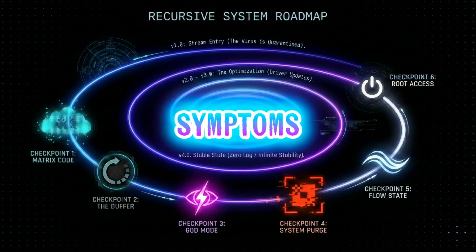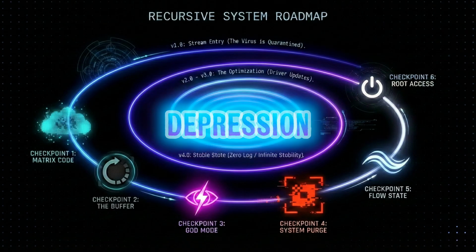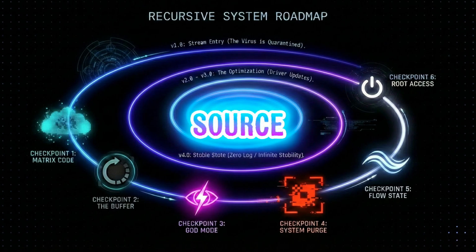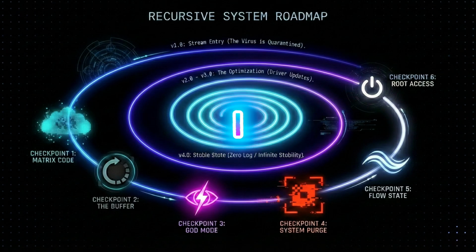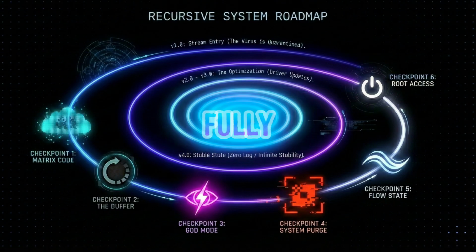Yes, and the symptoms are very real and very unpleasant. Anxiety, panic attacks, depression, a pervasive feeling of being weirdly off, a sense of existential dread or terror. The source calls this the void leak. I like that term. It's very descriptive. You've deleted the avatar, your sense of self, but you haven't yet fully compiled the source code, which is emptiness or flow. So you just feel the hole. You feel the void where the self used to be, and it's terrifying.